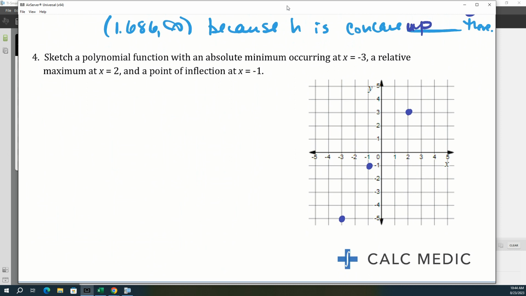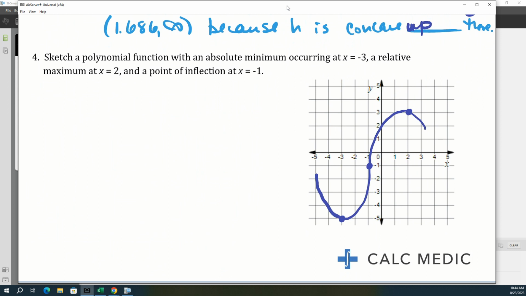So down here, for this to be a minimum, does the graph need to be concave up or does it need to be concave down? Concave up. So that's what we'll do. We'll make it concave up until we get to this point of inflection. And then we're going to change to concave down until we get to the relative maximum, and we still need to continue concave down, at least for a little bit.